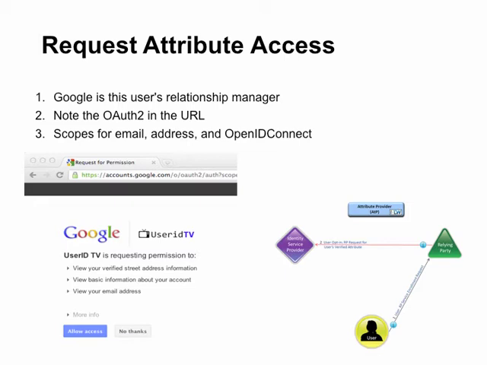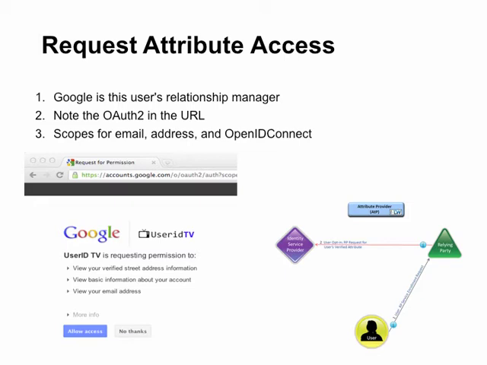In this case, the site wants to first get her verified street address information, which it needs to confirm she's a paying subscriber for this content. The second is to get some basic information about her account, maybe her photo to show to her, as well as to verify her email address so the site can keep in contact with her.